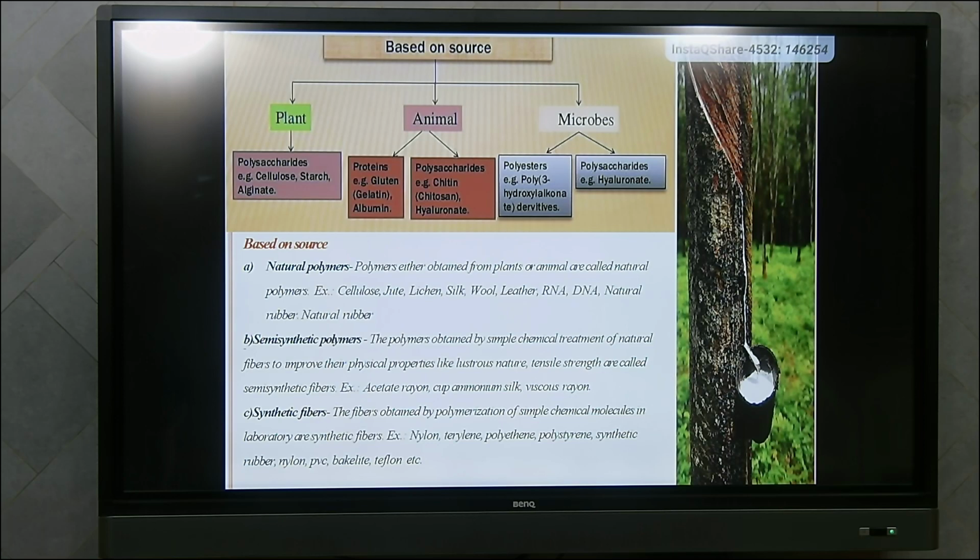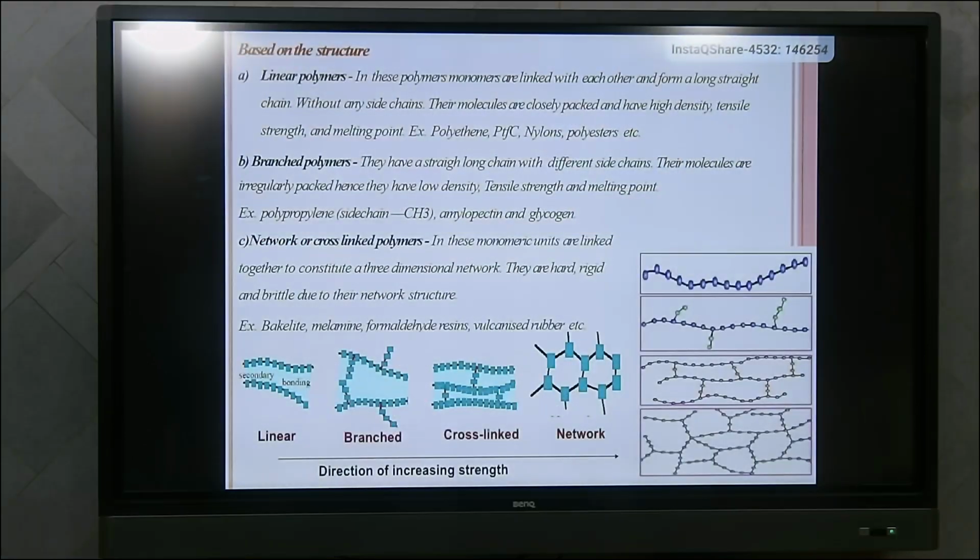Rubber is a common polymer which can be either extracted naturally, and also it can be synthesized completely in the laboratory. Next, we'll go on to the classification based on the structure. Under the structure, as we have already explained, in a linear polymer, one monomer and the other monomer have a simple single bond. They'll form a single bond structure between one monomer and the other monomer, and they'll form a chain. Example, polyethylene, nylon.